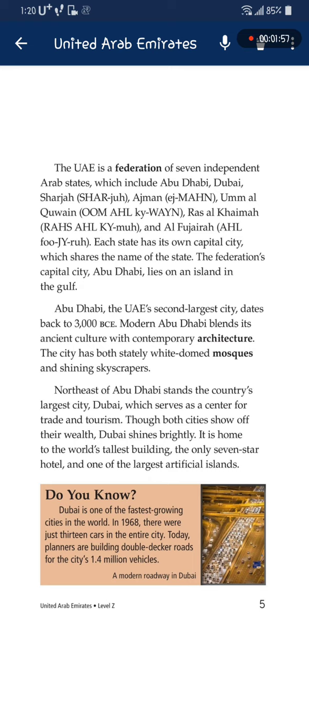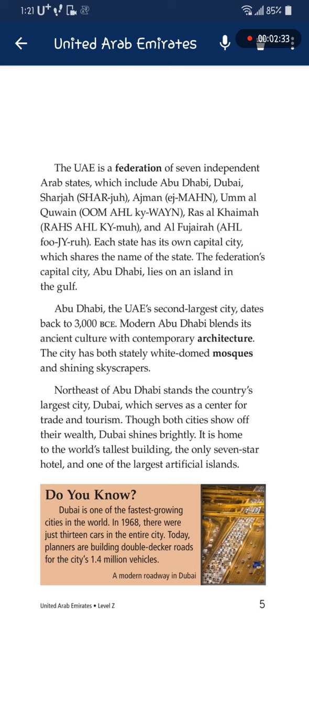Abu Dhabi, the UAE's second-largest city, dates back to 3000 BCE. Modern Abu Dhabi blends its ancient culture with contemporary architecture. The city has both stately white-domed mosques and shining skyscrapers. Northeast of Abu Dhabi stands the country's largest city, Dubai, which serves as a center of trade and tourism.